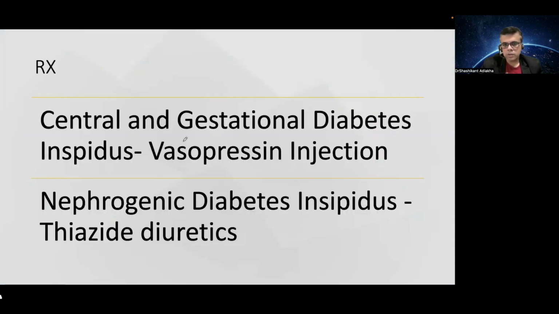Now the treatment: central and gestational diabetes insipidus are treated with vasopressin injections, whereas nephrogenic diabetes insipidus is treated with thiazide diuretics. Now how do thiazide diuretics act? It is believed that they cause increased sodium excretion, and increased sodium excretion will lower the osmolality of the serum, and that will cause inhibition of the osmoreceptors of the brain, and the thirst will be decreased, and the symptoms will be minimized with the use of thiazide diuretics.